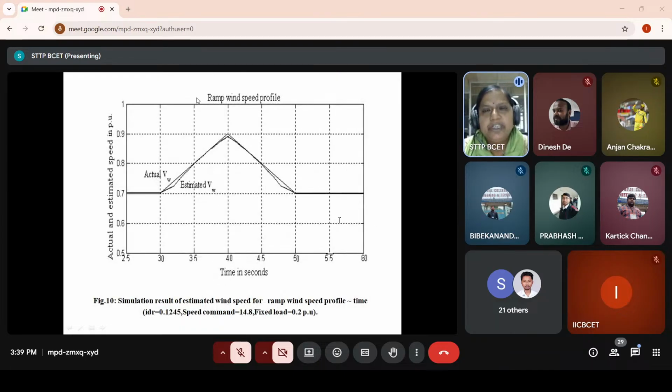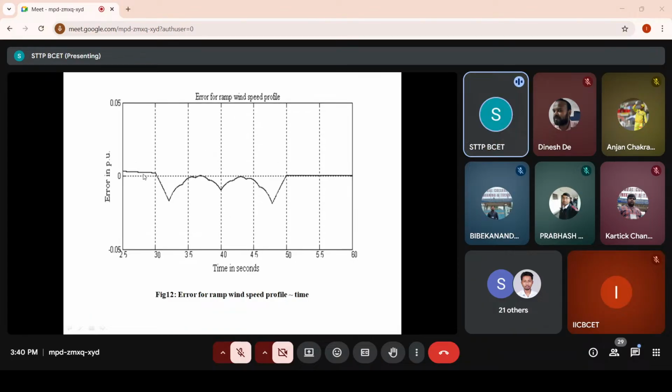Next, we have another type of wind speed profile, that is another ramp wind speed profile. Here also the wind speed is, say we are assuming, at 0.7 per unit, and it is taking the shape of a ramp. It is fixing at 0.9, and then again it is falling down and coming down. So this is the actual wind speed. And the estimated wind speed you can find somewhere is almost the same, and somewhere it gives us a little error. So it's the corresponding error.